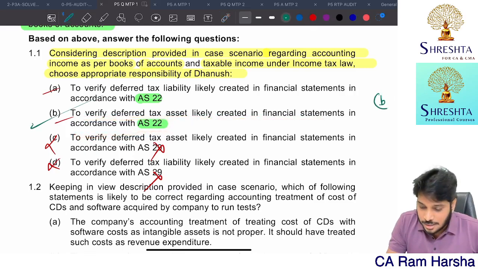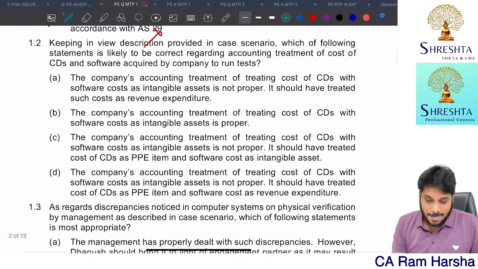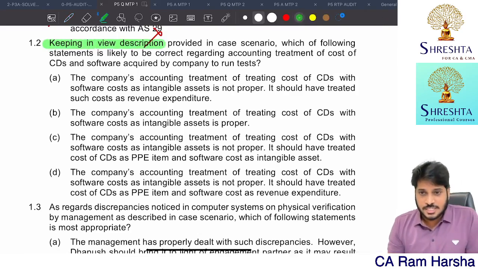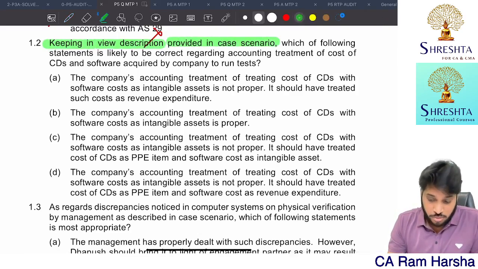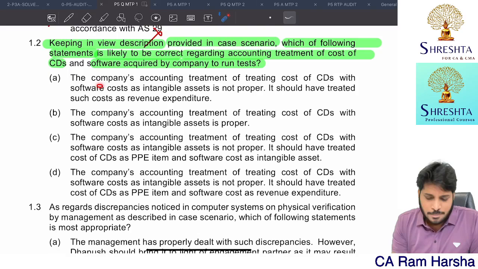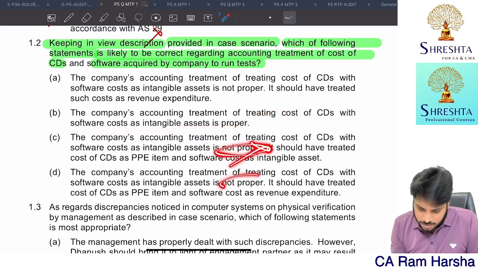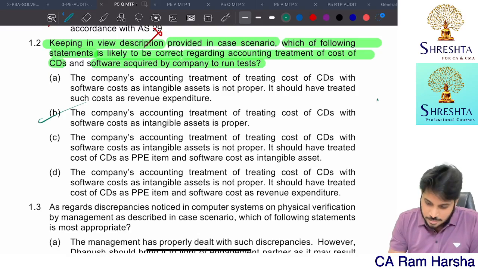Understood the logic. Next, B. This is an auditing paper, but they are asking accounting questions. Keeping in view the description provided in the case scenario, which of the following statements is likely to be correct regarding the accounting treatment of cost of CDs and software? It is completely to be classified as intangible. The company's accounting treatment of treating CDs as cost of intangible is not proper. That's wrong. The company's accounting treatment of treating cost of CDs with software as intangible is proper. They are saying not proper, so straight away the answer is B.